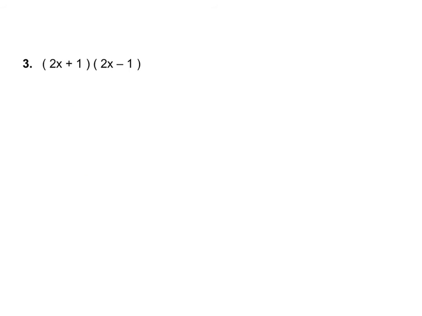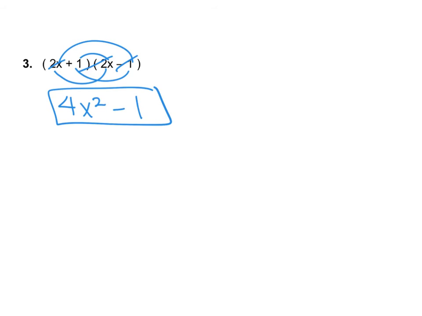All right, so here again I have the 2x plus 1 and 2x minus 1. And so if I then did my first terms here, I'd have 4x squared, and again, notice how these two terms are going to cancel out. And so then we can just take our last terms, and I'd have minus 1, because negative 1 times 1 is negative 1.